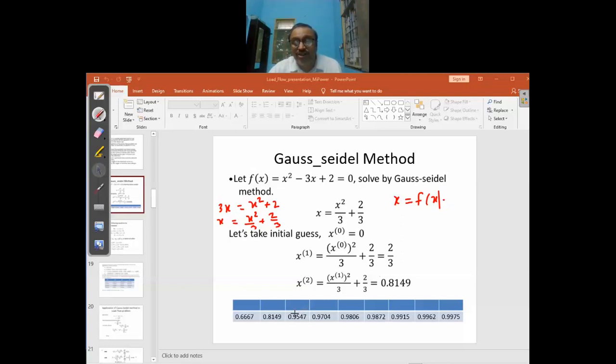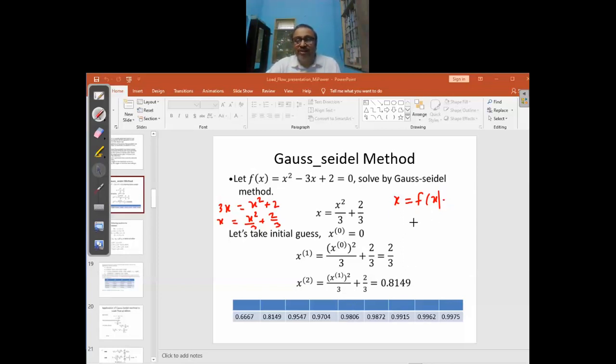You can see, now this 0.9537 again I substitute here. So x is equal to 0.9537 square divided by 3 plus 2 by 3. That is, I get 0.9704. Again I substitute here 0.9704 square divided by 3 plus 2 by 3. I get 0.9806. So how long should I continue?